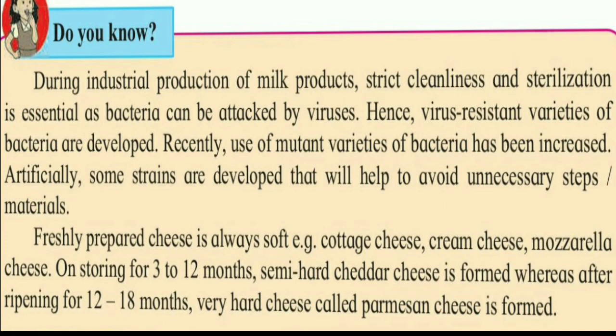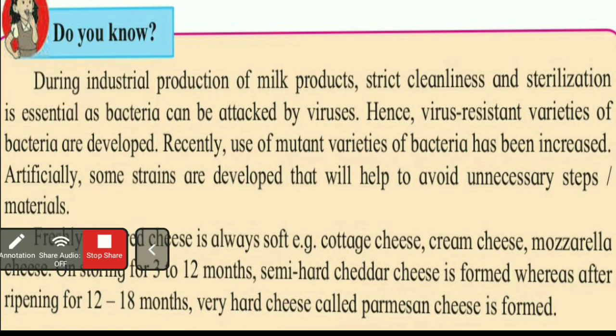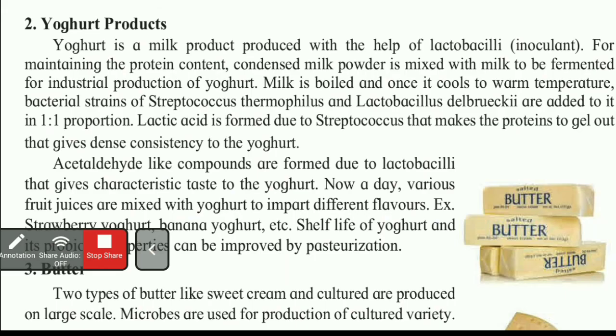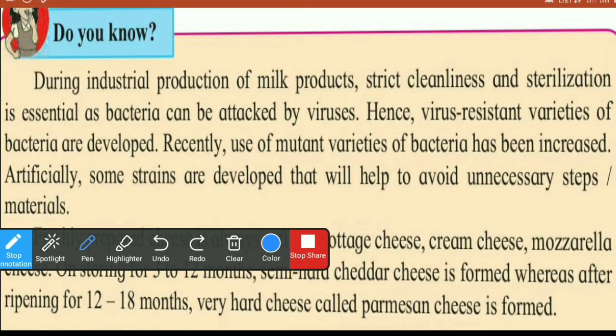During industrial production, you have to remember certain things for the production of any type of product. During the industrial production of a milk product, strict cleanliness and sterilization is essential, as the bacteria can be attacked by viruses, and virus-resistant varieties of bacteria are also developed. Hence, the use of mutant varieties of bacteria has increased.